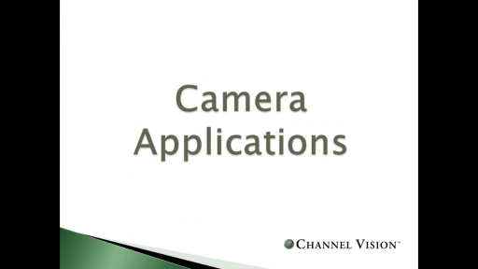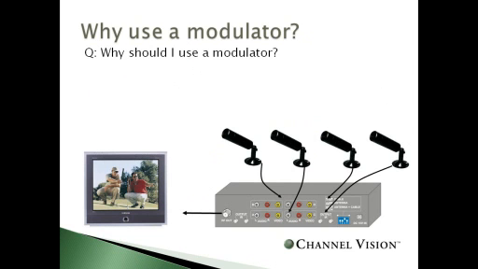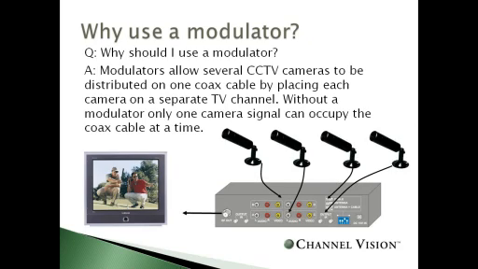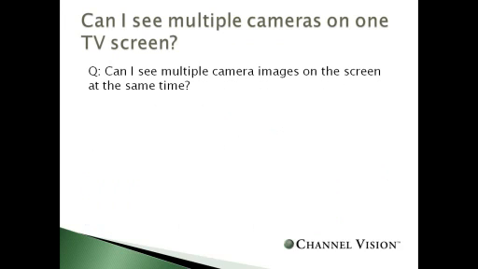We're going to also take a look at a couple camera applications and how you can distribute that video, because this is a question that often comes up. One of those ways to distribute the video is by using a modulator. Now, what does a modulator do? Essentially, a modulator allows you to connect several CCTV cameras or your DVR and distribute them over one coax by placing them on a channel that can be viewed on your television's tuner. This also enables you to view multiple screens at the same time.